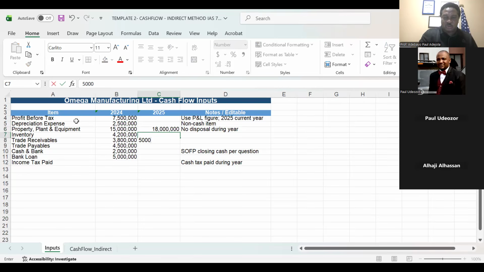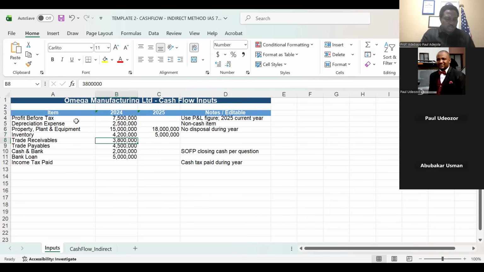These are the areas I want us to do some analysis. Can you see something? Inventory, the closing balance in 2024 is automatically the opening balance in 2025. So as at the end of 2024, inventory was what? 4.2 million. But at the end of 2025, inventory has increased to 5 million. This is movement of money. So this is an outflow. That means this company has bought additional inventory. So those are the areas you need.